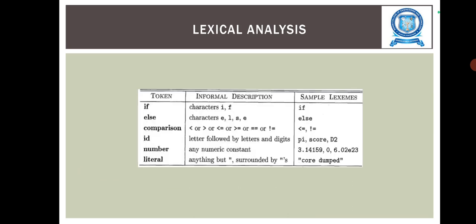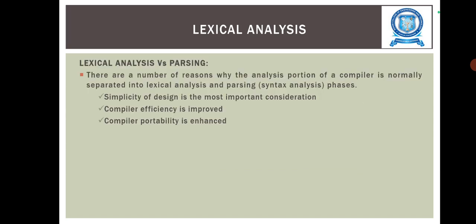Next, we are going to see some of the tokens. For the token if, in the formal description we can write the characters i, f, with sample lexeme if. Likewise for else, comparison, id, number, literal. Next, we are going to see lexical analysis versus parsing.